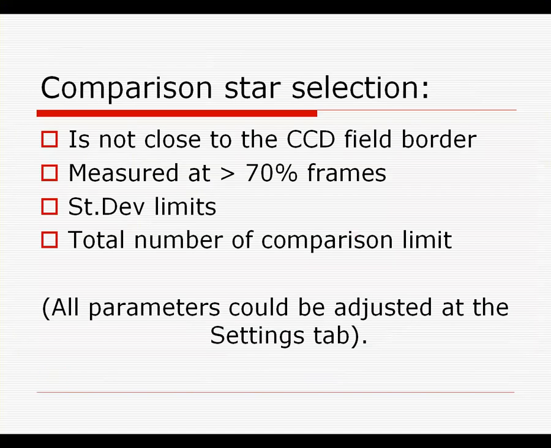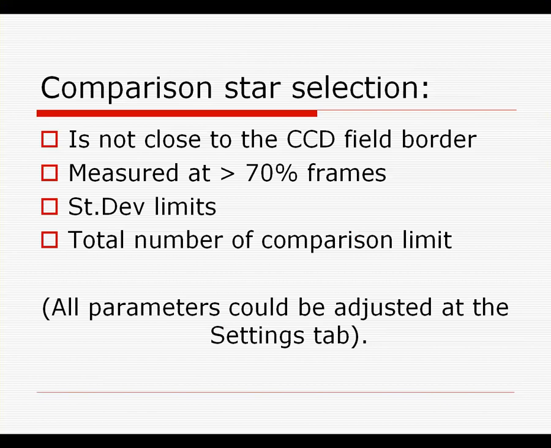So the second task is to select comparison stars. Of course, it's better to select more than a few comparison stars for this method. And our code selects these stars automatically, of course, giving the possibility to do it manually if the user wants. But mainly it's better to do it automatically. And there are a few criteria used for this purpose.